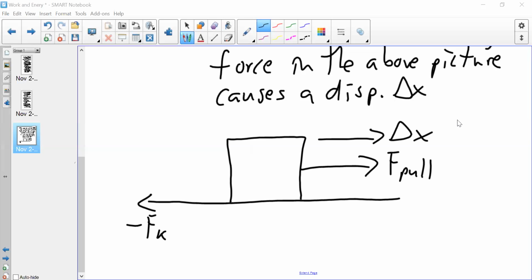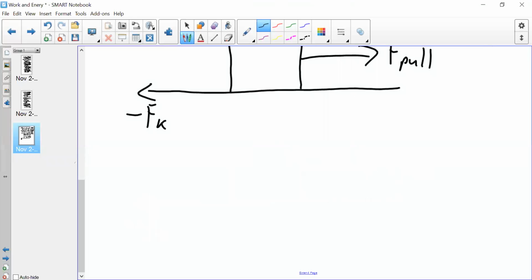I mentioned earlier that the pulling force has an angle of 0 degrees. What would be the angle of the friction force? 180 degrees. Yeah, it'd be 180, exactly the opposite. And so let's examine that even further.